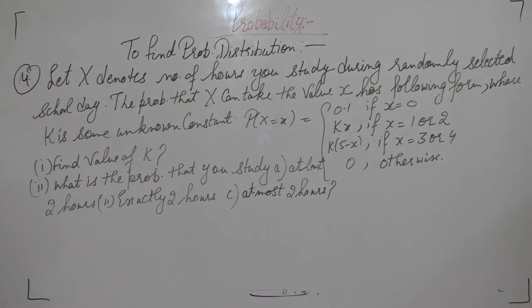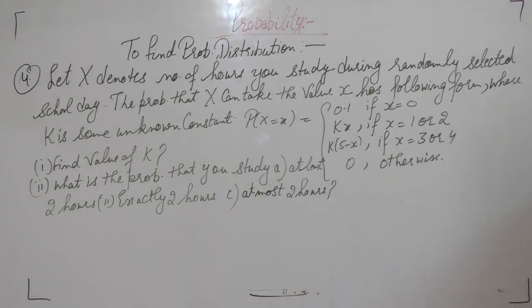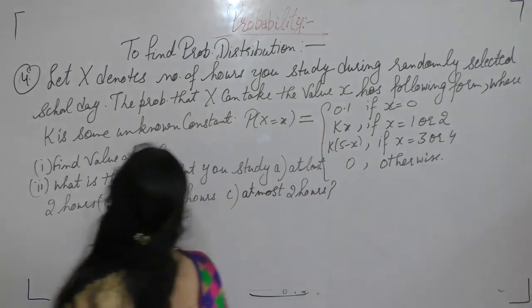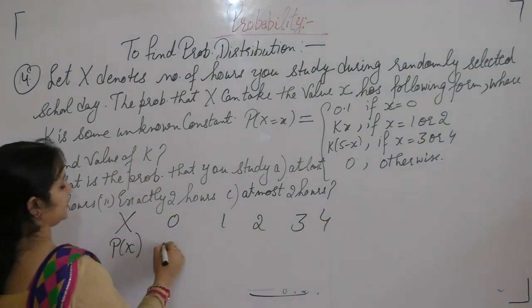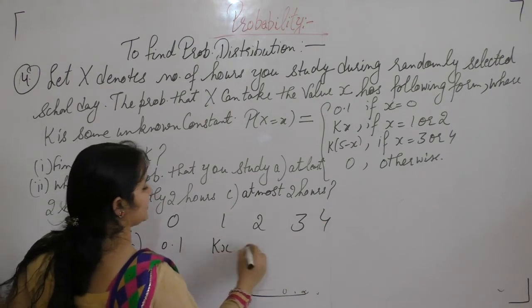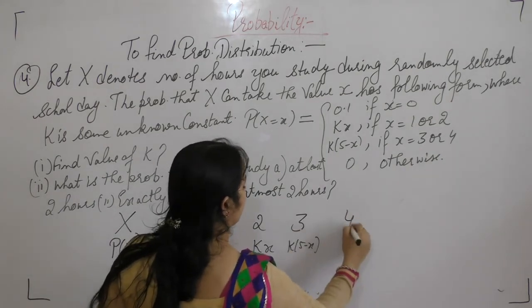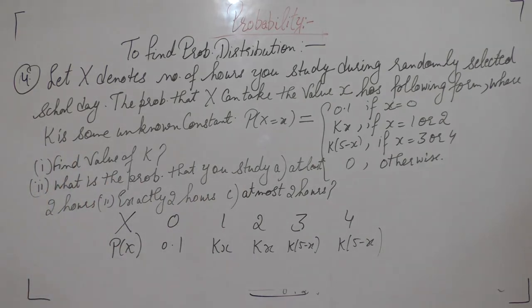Now, given that x denotes the number of hours you study during a randomly selected school day, the probability that x can take the value, where k is some unknown constant, is this. Now we have the probabilities for 0, 1, 2, 3, 4. The probability for 0 is 0.1, for 1 and 2 it is kx, and for 3 and 4 it is k into 5 minus x. Now we know that the total probability is always 1.